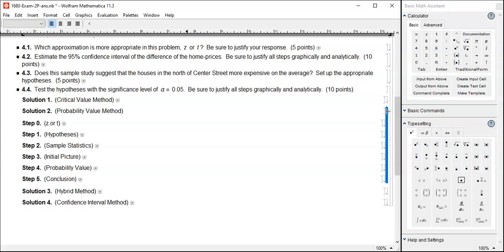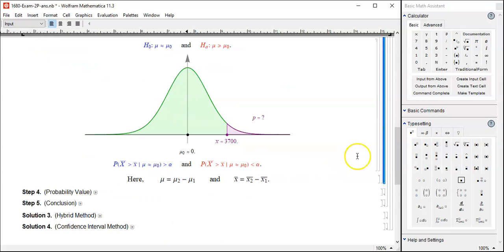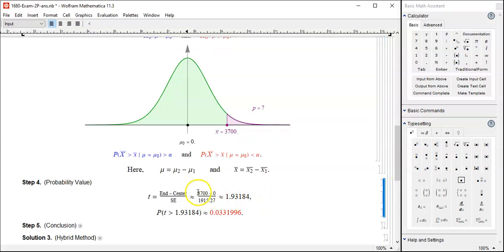And here's the probability value approach. Here's the initial picture. Here's null, and then 3,700. We want to find out this probability by calculating the t-score and using a statistical calculator. N minus center over SE is just a straightforward computation, and then use a statistical calculator to find the probability when t is greater than that. Assuming you did it, you get 0.033.